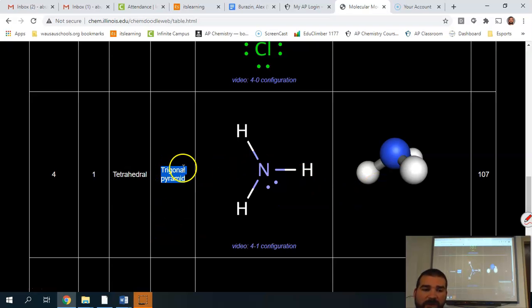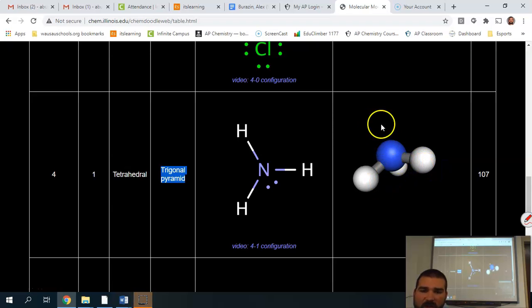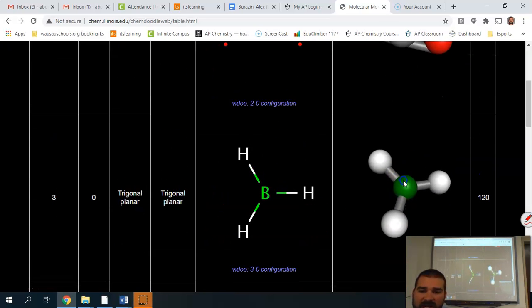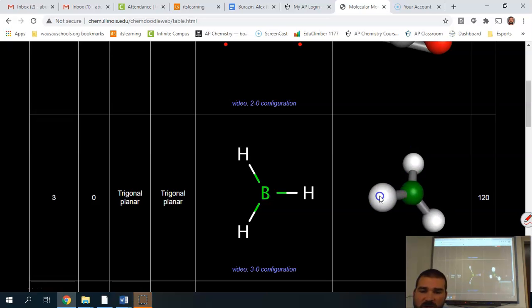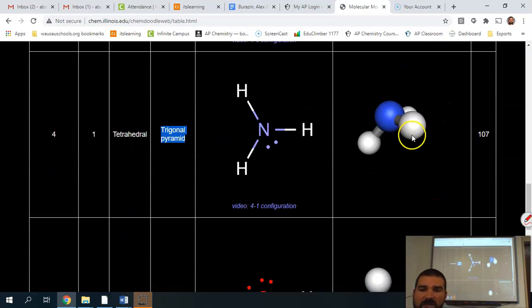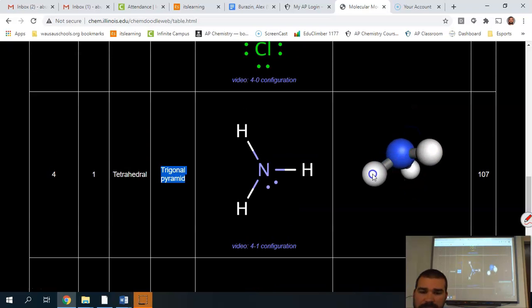Now, why is it trigonal pyramid? Well, there's 3 things. And hey, look, it's not flat, right? It's bowed downward. These are all having a slight downward angle because of that lone pair up above. So we call this a trigonal pyramid. Not to be confused with this guy that we learned yesterday, which is trigonal planar. This is flat. This is in the plane, right? So we have trigonal planar, and we also have a trigonal pyramid.